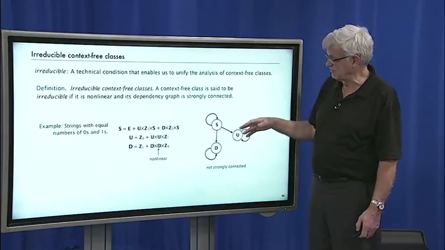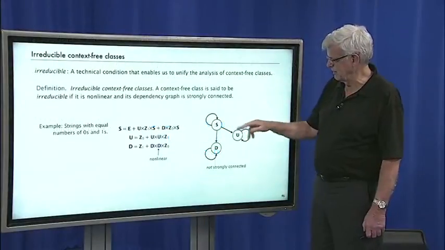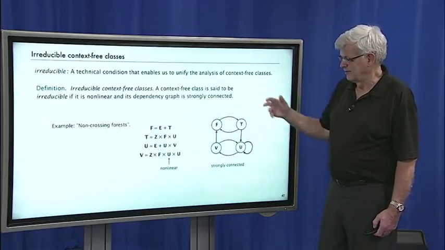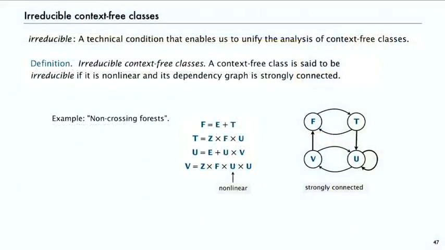Strongly connected, so that just means the dependency graph is, for every production in the grammar, we draw an arrow to anything that's used on the right-hand side. So S uses S and D and U. U just uses U, and D just uses D. Strongly connected means there's a directed path from any node to any other node. In this case, there's no directed path from U or D back to S, so that's not strongly connected. Not irreducible, that example. Here's another example, so-called non-crossing forest, and that one is strongly connected. So that's the condition, and that's a natural condition, it turns out.